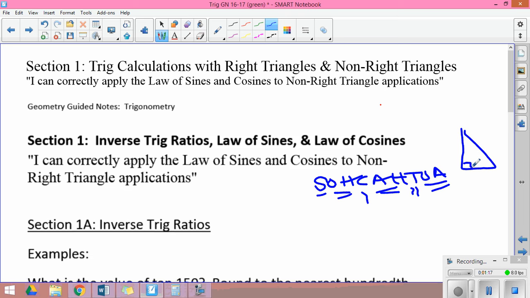But what trig is based on is the fact that for any 32-degree angle, the ratio of the opposite side over the hypotenuse is going to be consistent no matter how big or how small the triangle is. That's a really powerful idea. The same goes for the ratio of the adjacent over the hypotenuse, and of the opposite over the adjacent. It has to do with similar triangles, which we studied at the beginning of this quarter.